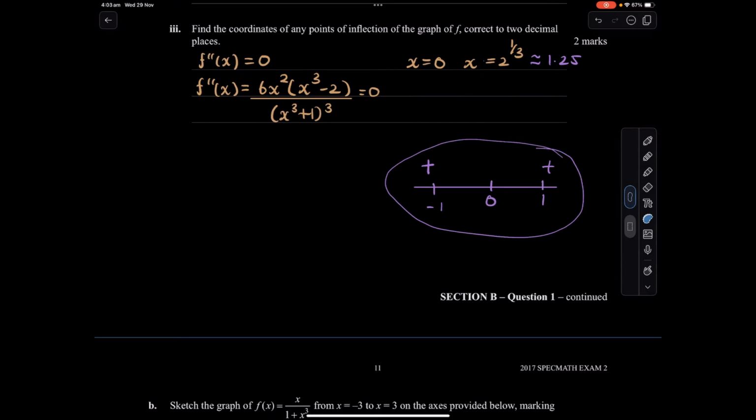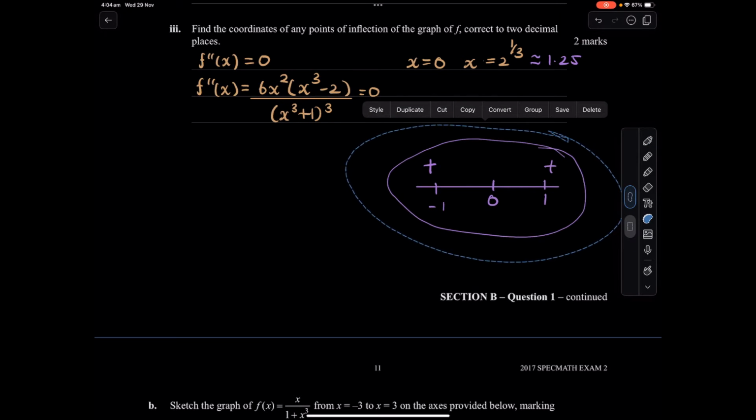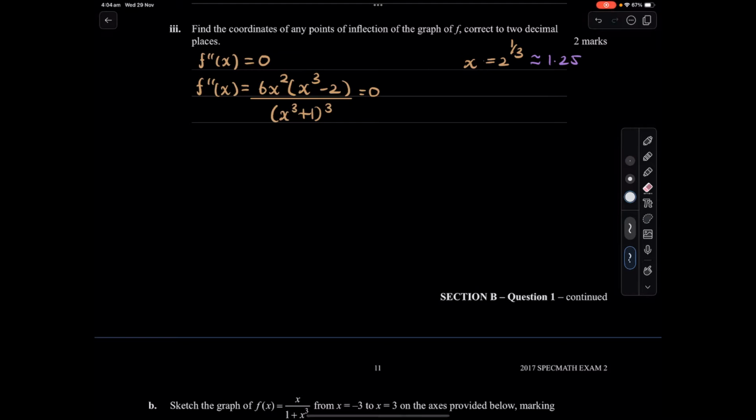One of the tips, if the examiner's trying to test you, is have a look at always your f double dash of x. Never just let it equal to 0. Look at the equation. If it has something that's x squared, we should always know that it's not going to change sign. So we're going to exclude that as a point of inflection. So that tells us that x equals 0 is not an actual point of inflection. So let's just rub that out.